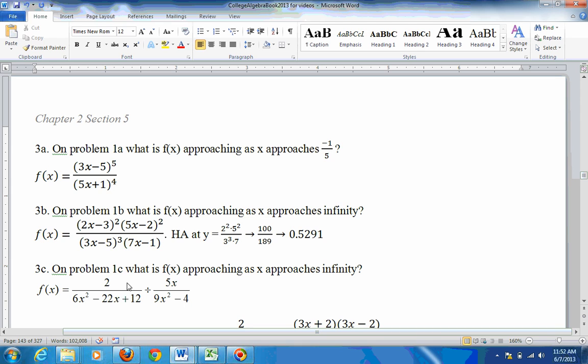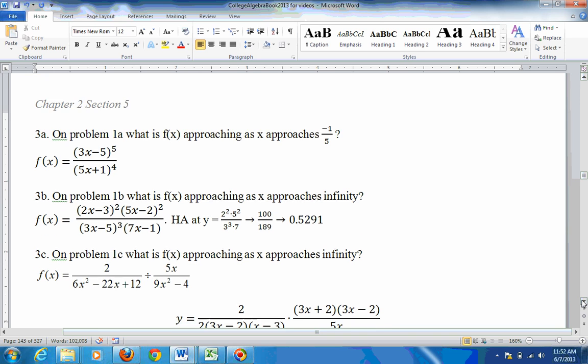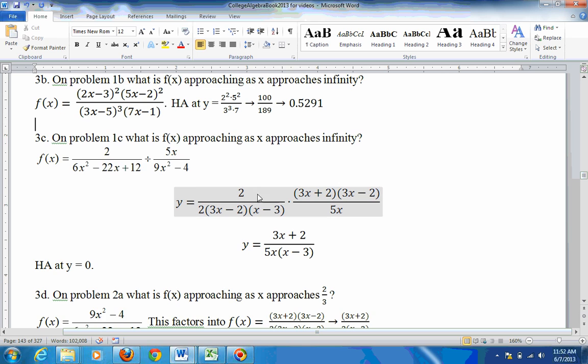On problem 3c, it says on problem 1c, what is f of x approaching as x approaches infinity? So again, it's a question about the horizontal asymptote. So this one, back on problem 1c on a previous video, we simplified this. You had to invert this and factor everything. Different things cancel out, and you're left with this.